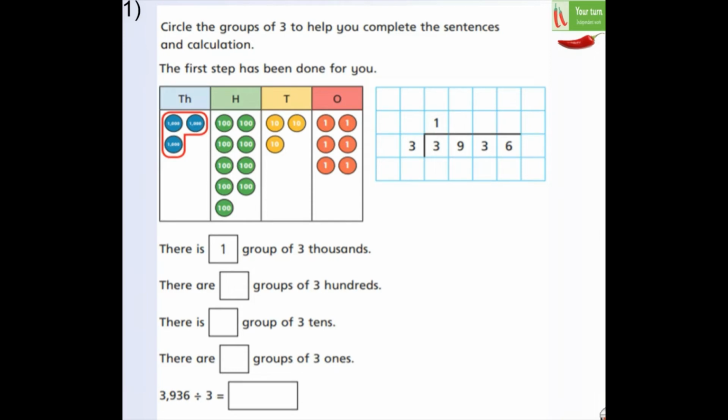And now it's time for you to decide on the chilli that you would like to do for today's lesson. This is the first question for Chilli 1. It says circle the groups of 3 to help you complete the sentences and the calculation. The first step has been done for you.